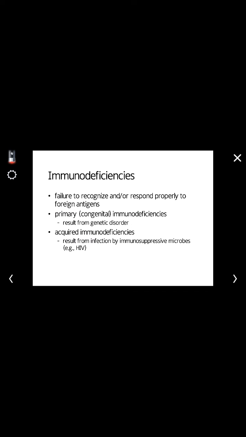Immunodeficiencies are a failure to recognize and respond properly to foreign antigens. Primary congenital immunodeficiencies result from a genetic disorder, and acquired immunodeficiencies result from infection by immunosuppressive microbes like HIV, which would stop T cells. Or not just specifically T cells, but tumors will stop T cells.